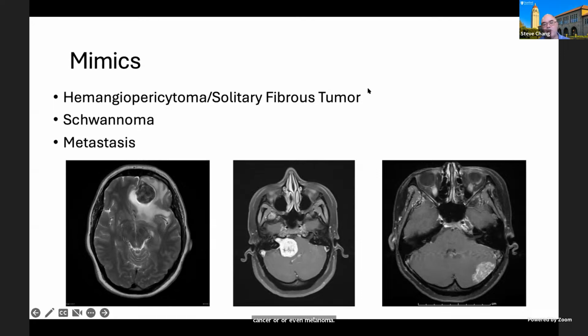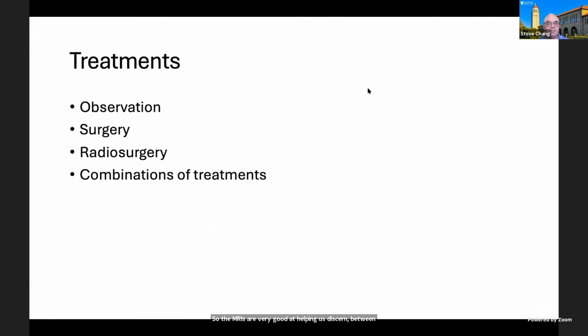So the MRIs are very good at helping us discern between the tumor types, but they're not 100% foolproof. So for meningiomas, everything really is going to be personalized here. So when we talk about these treatments, these are very generalized treatment recommendations. And you need to look at the MRI scan for each individual patient to come up with the optimal recommendations. So if the tumor is small and the patient, particularly if they're advanced in age and they're not having any problems, it does make sense to consider observation.